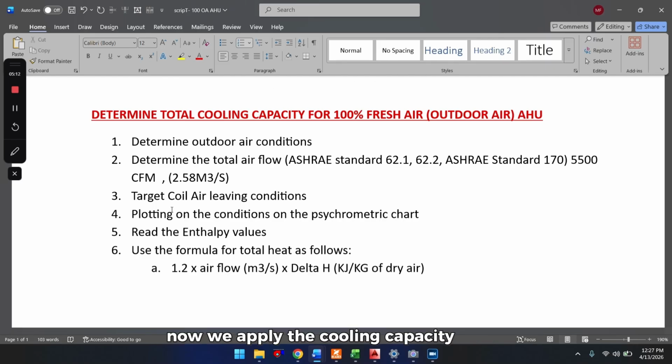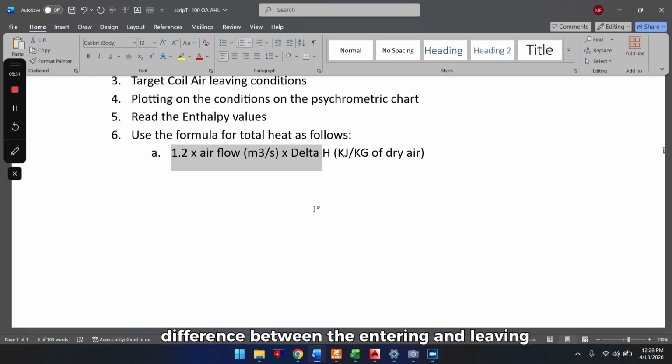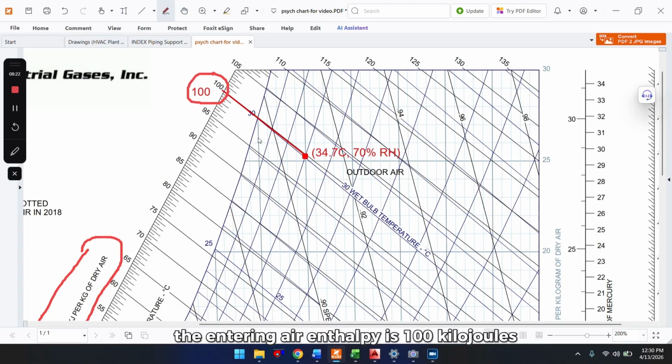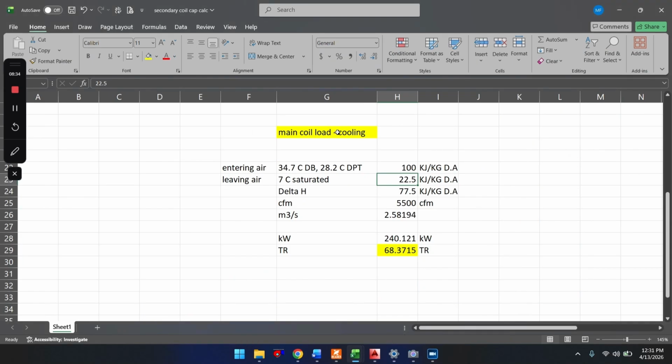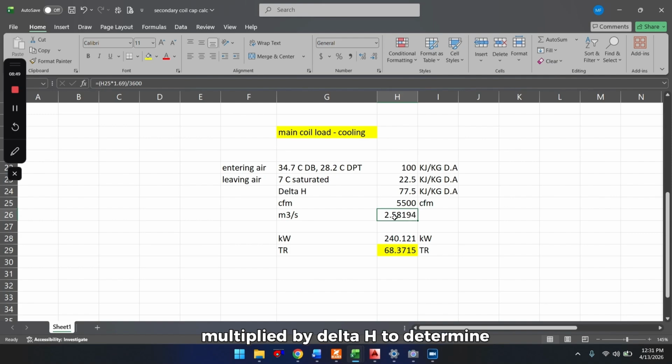Now we apply the cooling capacity formula, which is 1.2 multiplied by airflow in cubic meters per second multiplied by delta H, where delta H is the enthalpy difference between the entering and leaving air conditions. In our calculation, the entering air enthalpy is 100 kilojoules per kilogram, and the leaving air enthalpy is 22.5 kilojoules per kilogram, and the difference between these values gives us delta H. After converting the airflow into cubic meters per second, we simply apply the formula 1.2 multiplied by airflow multiplied by delta H to determine the total cooling capacity of the fresh air handling unit.